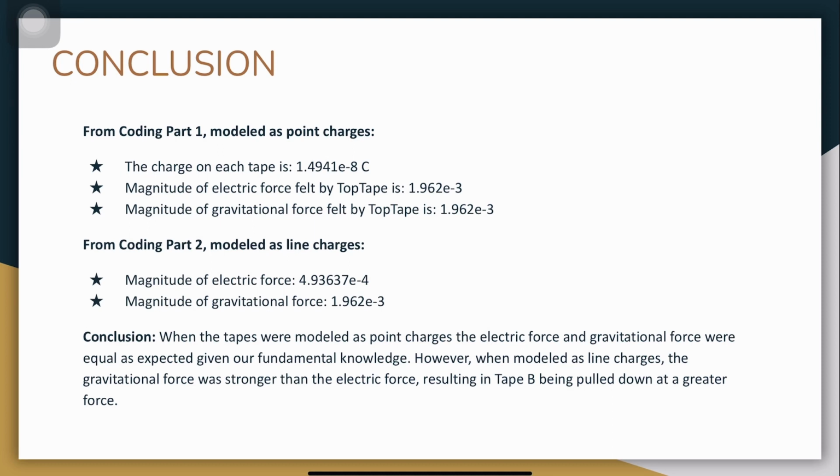From part 1, the main conclusion was that the electric force and gravitational force were equal. And in part 2, when modeled as line charges, there was a significant difference between the electric force and gravitational force, because the gravitational force was now significantly larger than the electric force.